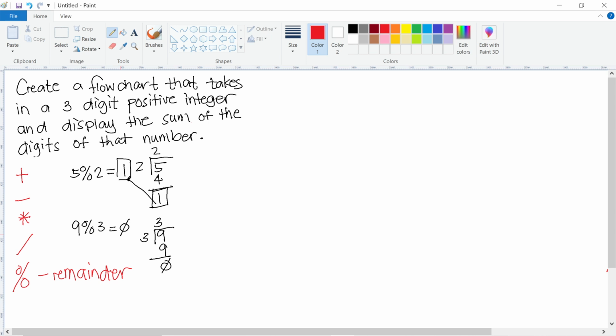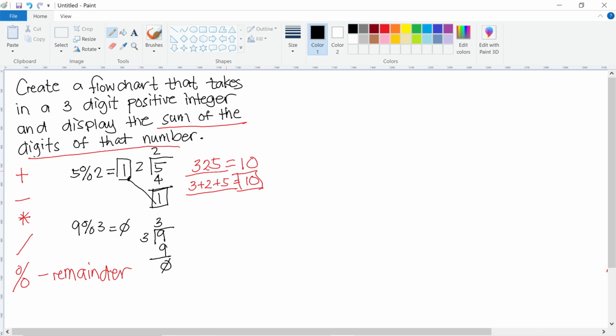What is asked of this problem is the sum of the digits of the given number. So if the user would input 3, 2, 5, this would give us a value of 10. Why? Because 3 plus 2 plus 5 is equal to 10. So this is the expected result if the user would input the value 325.